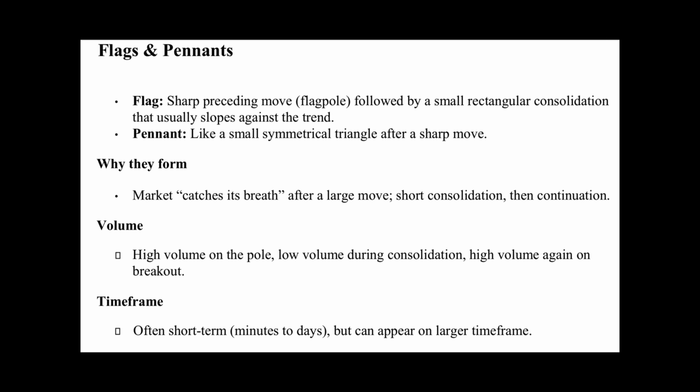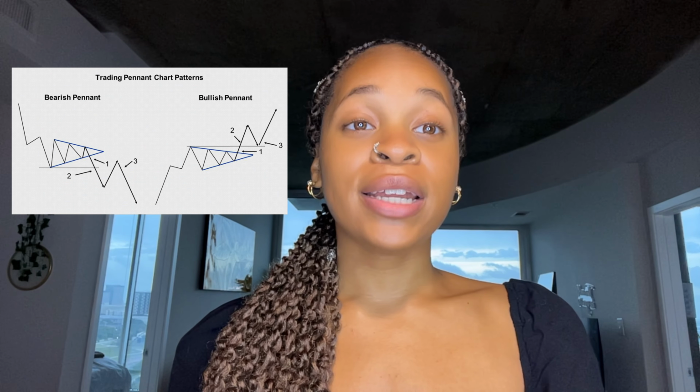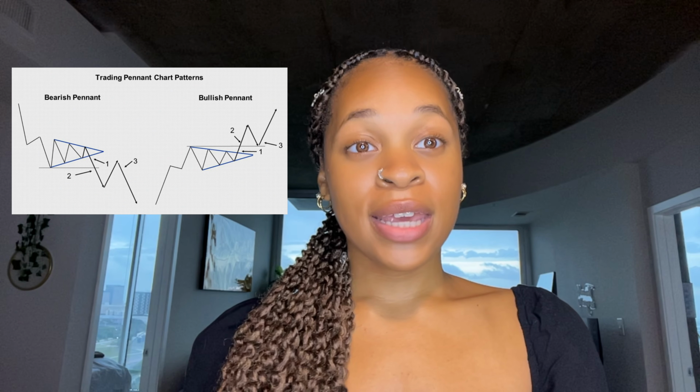Why they form: market catches its breath after a large move, short consolidation, then continuation. Volume: high volume on the pole, low volume during consolidation, high volume again on breakout. Time frame: often short term, minutes to days, but can appear on larger time frames as well. So again, on our PDF for lesson 7 on our school platform, you can find these images to have a visual representation of these flags and these pennants.